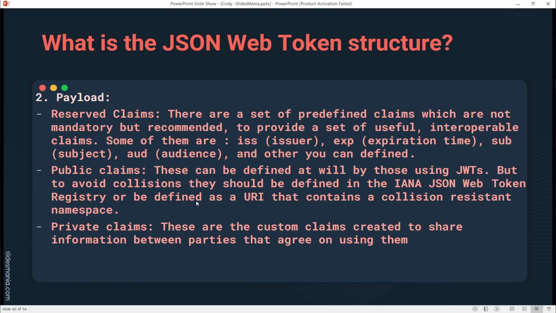Public claims can be defined at will by those using JWTs, but to avoid collisions they should be defined in the IANA JSON Web Token Registry or be defined as a URI that contains a collision-resistant namespace. Private claims are the custom claims created to share information between parties that agree on using them.